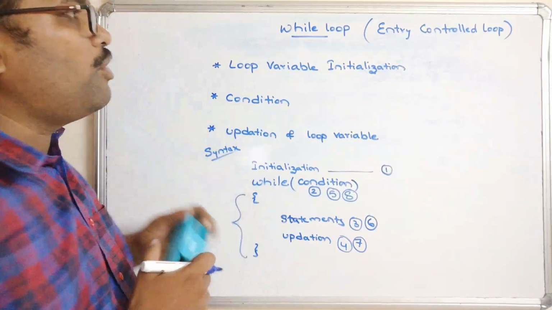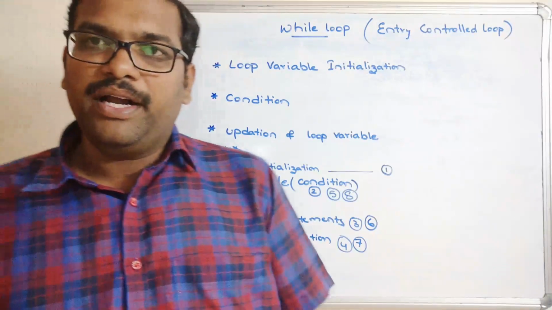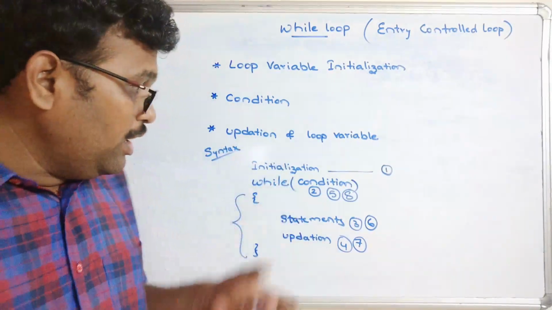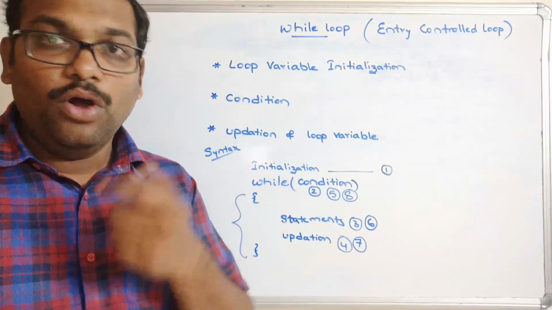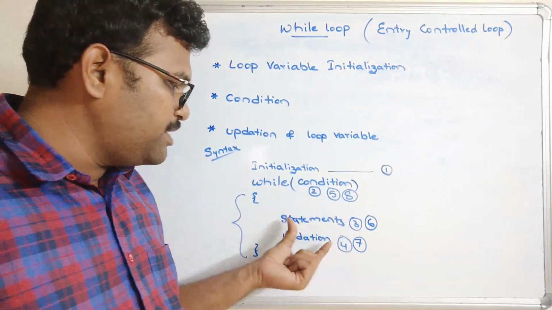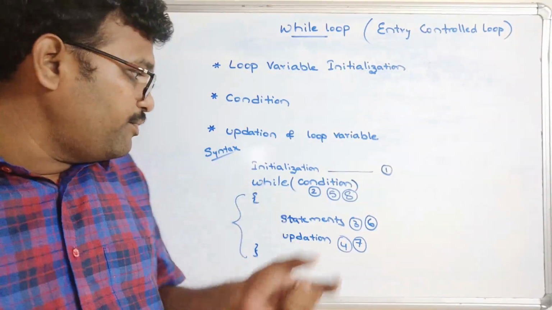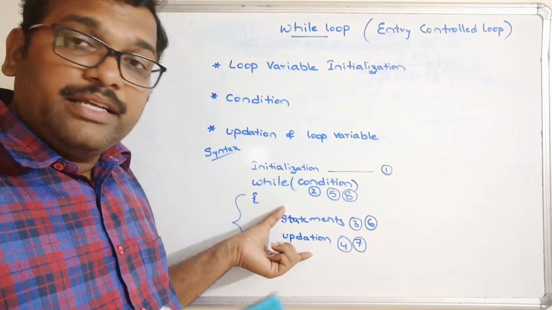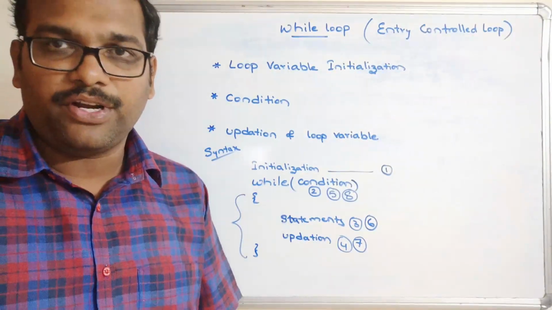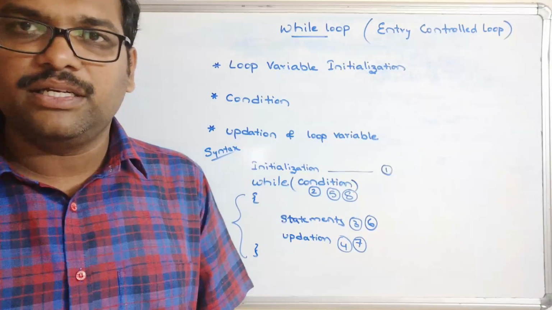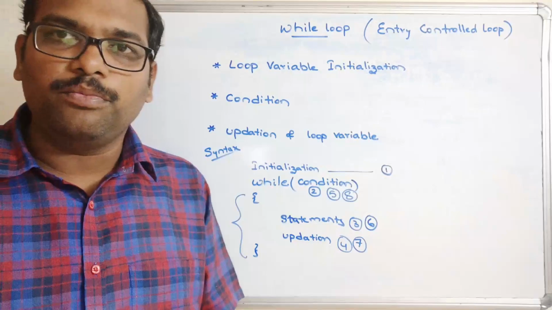So this is called a while loop, and this is one of the control structures which we call iterative statements. Every time the statements are executed is called an iteration. One time the statements are executed is called an iteration. If these statements are executed 5 times, we call it 5 iterations. We have already discussed that in our previous session, the explanation of the for loop, right?